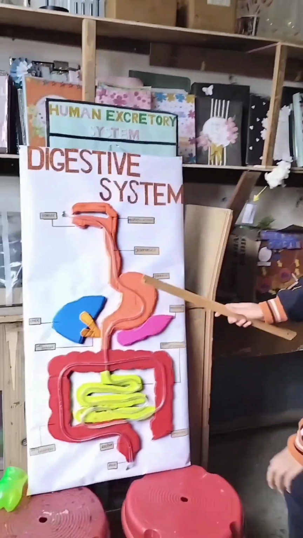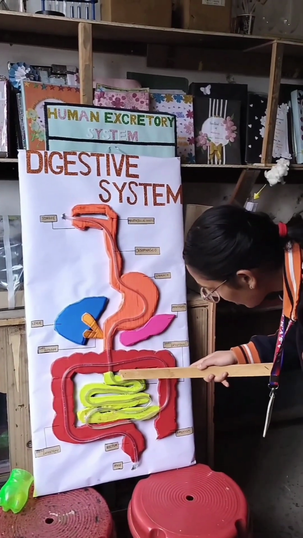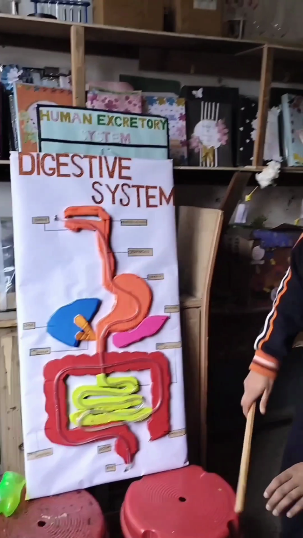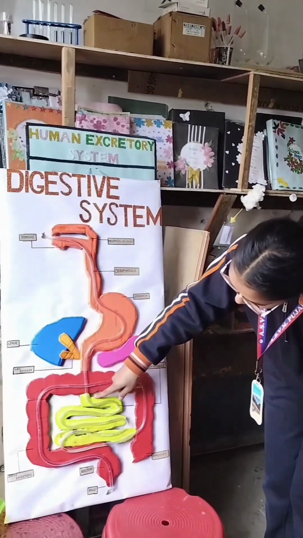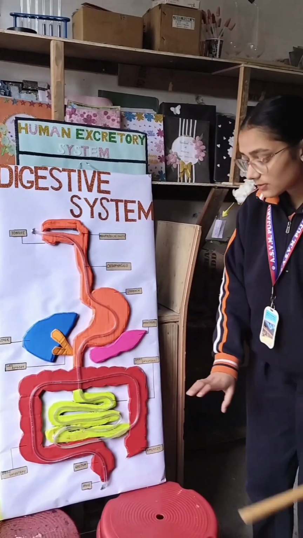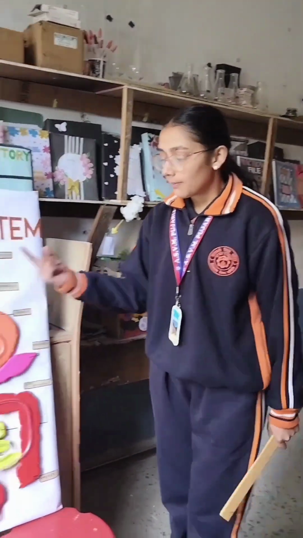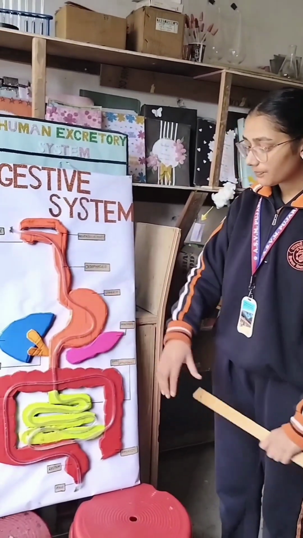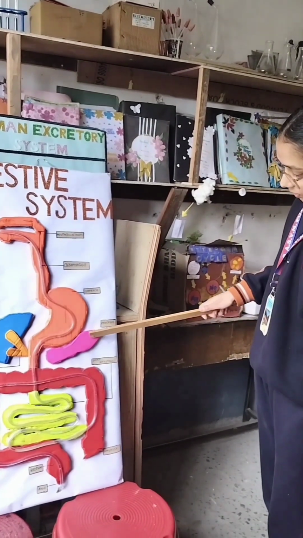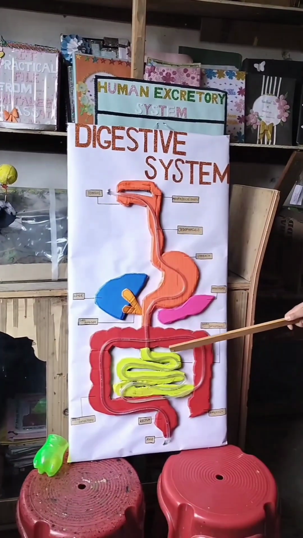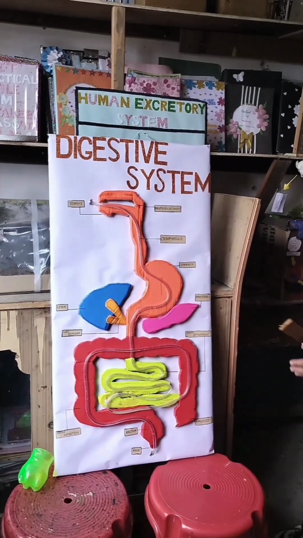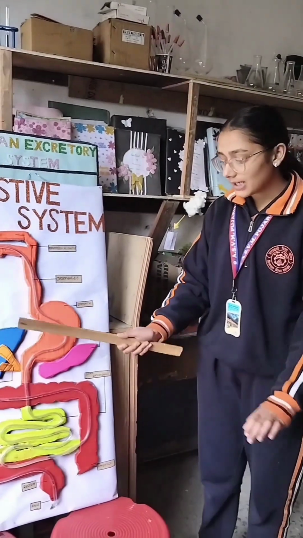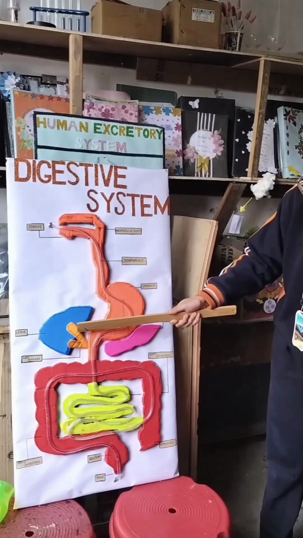Now the food goes to our small intestine through the pyloric sphincter. This muscle pushes the food towards the small intestine. Now the small intestine receives bile juice from the liver, pancreatic juices from the pancreas, and intestinal juices from the walls of the intestine. Now bile juice. Bile juice is secreted by the liver and stored in the gallbladder.